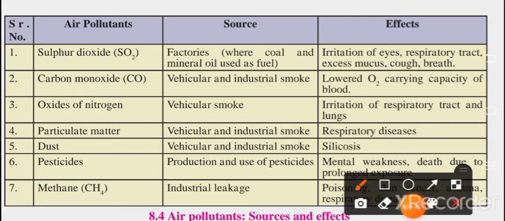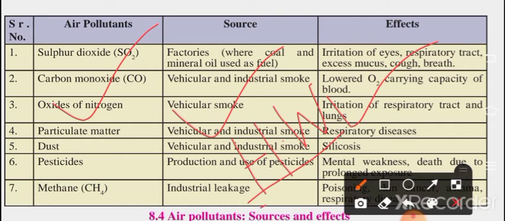So please note down this table in your notebook. Definitely we will ask this type of question for 1 mark. We will give you the pollutant and we will ask you what type of effects come through this. Or otherwise we will give you the source and we will ask you what type of effects will be there. Okay, so these types of questions are there. Just note down this table in your book.